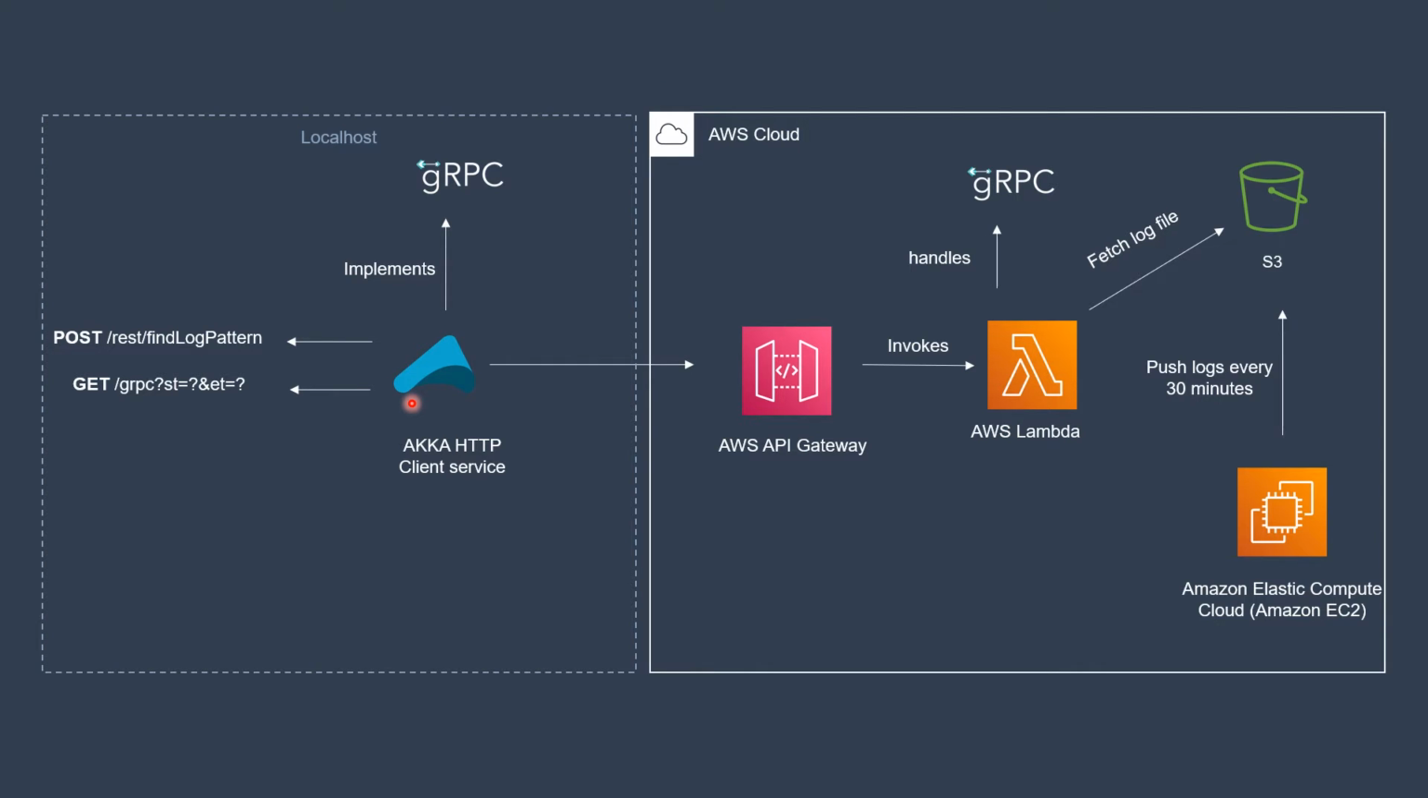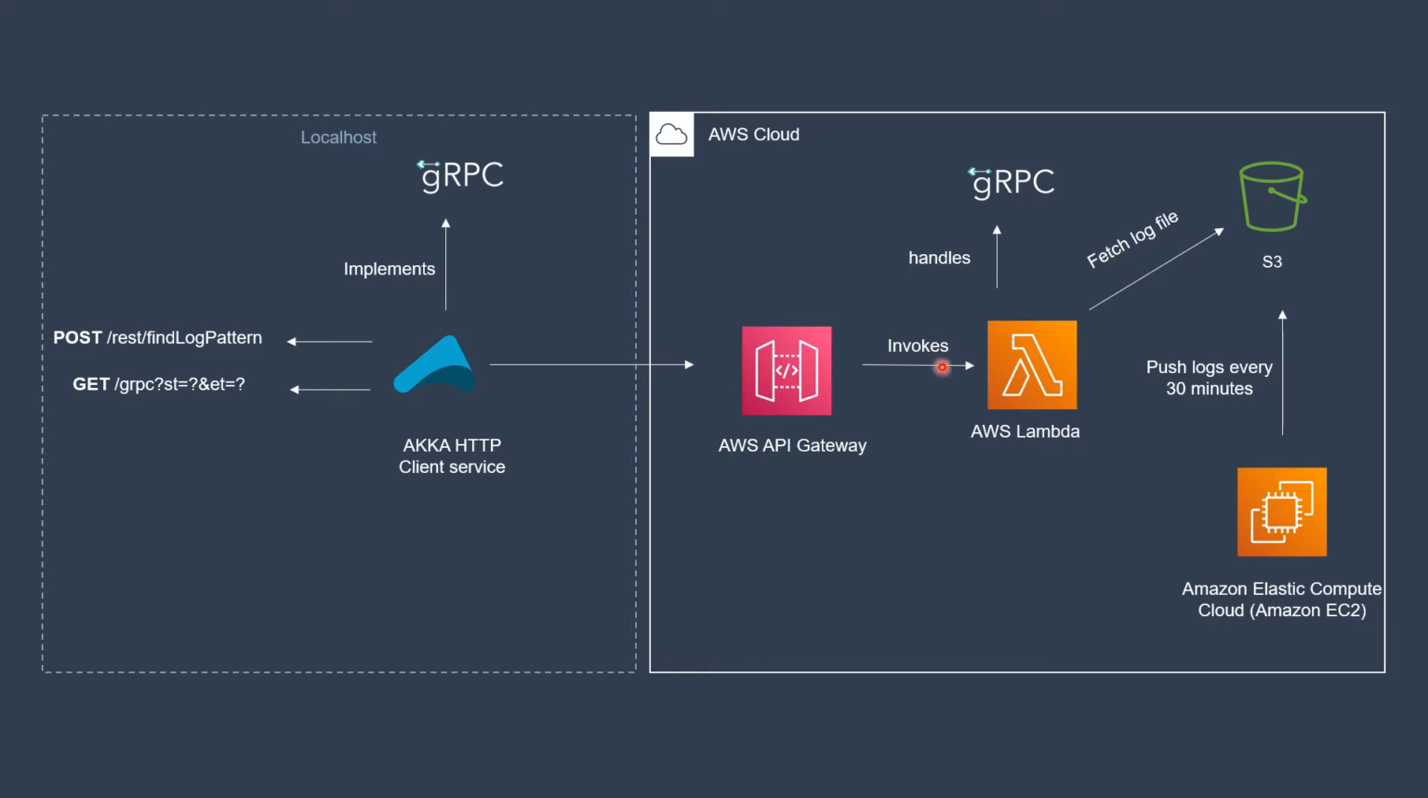So the architecture consists of two parts, the local host side as well as the AWS cloud side itself. On the local host, we first implement an AKKA HTTP client service, which exposes two APIs, a post call and a get call. We also implement gRPC protobuf auto-generated classes within this AKKA HTTP client service itself. And whatever requests are sent to this AKKA HTTP service are then redirected to AWS API gateway, which then invokes a particular Lambda function which holds our business logic to perform the operations.